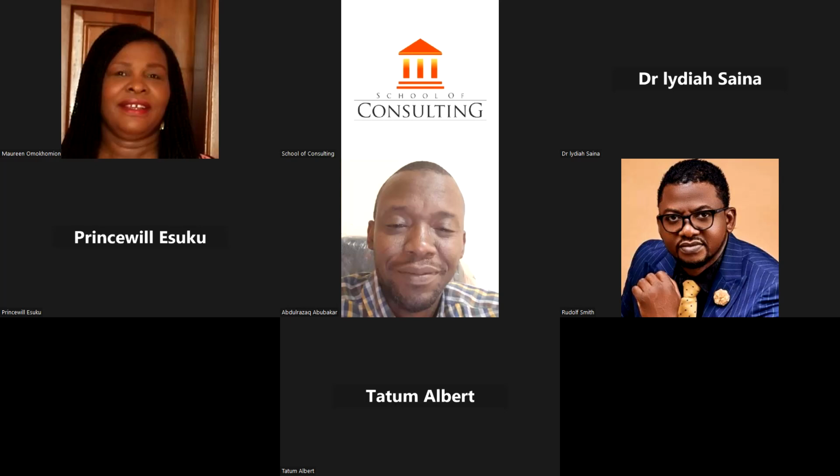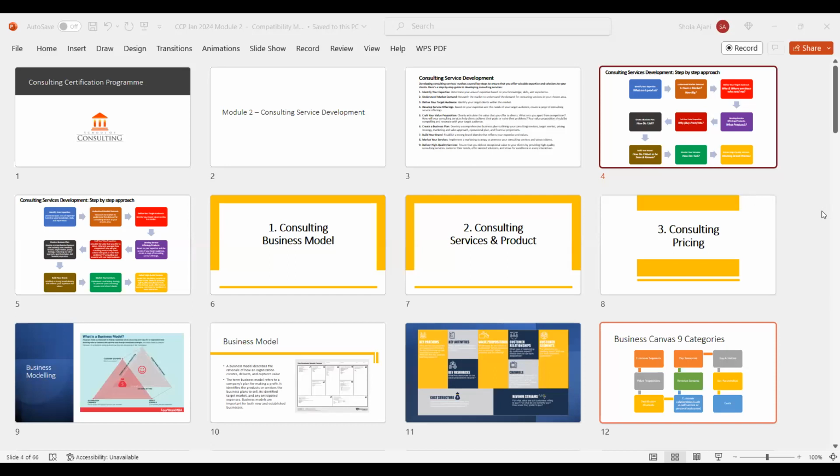So today is module 2, and we're looking at consulting service development. The way we have structured the training is that we're telling a story. So module 1 looks at what is consulting. That's generally introducing consulting. And today, module 2, we start by looking at how do we design a consulting business?